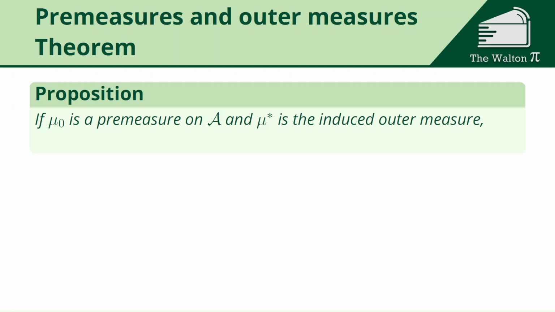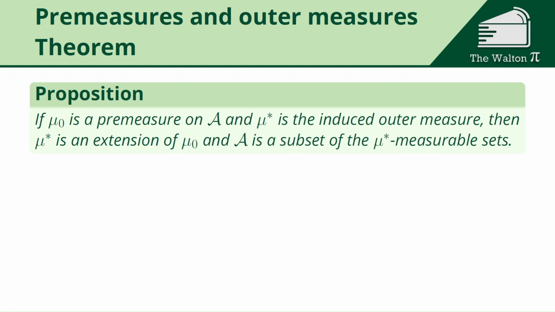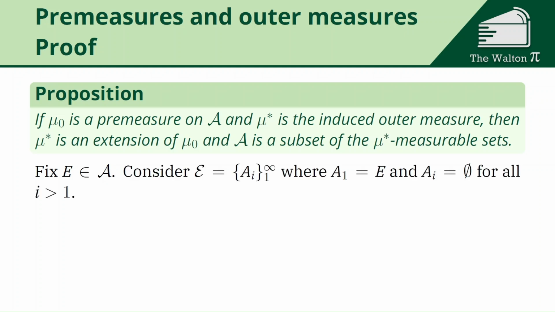So let's talk about a quick proposition. If mu naught is a premeasure on A and mu star is the induced outer measure, then mu star is going to be an extension of mu naught and A is a subset of the mu star measurable sets. So let's fix E in A, and then consider the set of A_i's, where A_1 is E and A_i is empty for all i's bigger than 1.